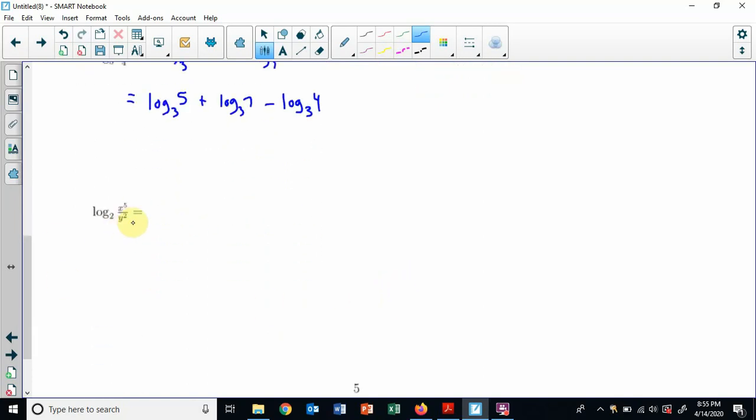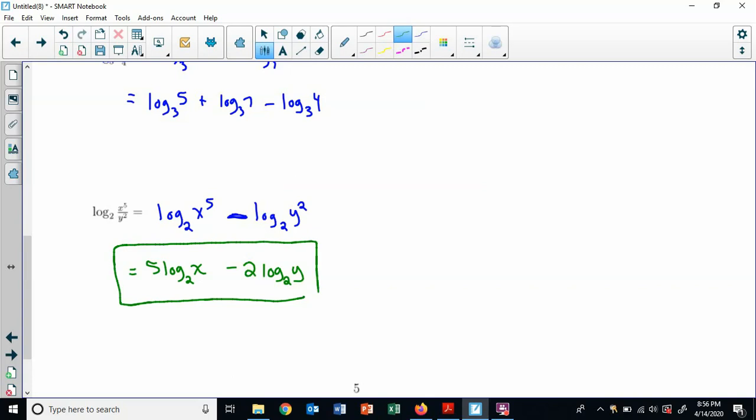Let's do one more with x's and y's. Can I rip this one apart? And you say, well, there's only two things here, x to the fifth divided by y squared. So that would turn into log base 2. Remember, we're keeping the same bases, log base 2, and it would be a subtraction since that's a division, right? So x to the fifth and y squared. Now there's one more thing I can do to these. I can move these exponents out front, right? So 5 log base 2 of x minus, let's take the 2 out front, 2 log base 2 of y. So I've ripped this apart as much as I possibly can.